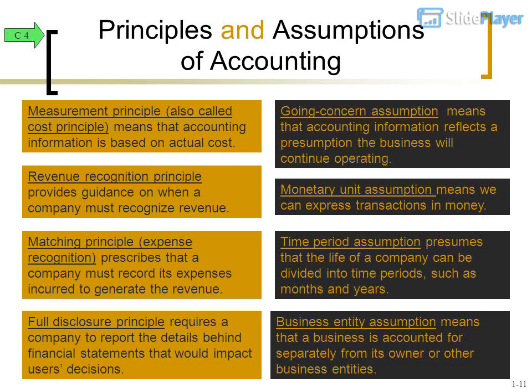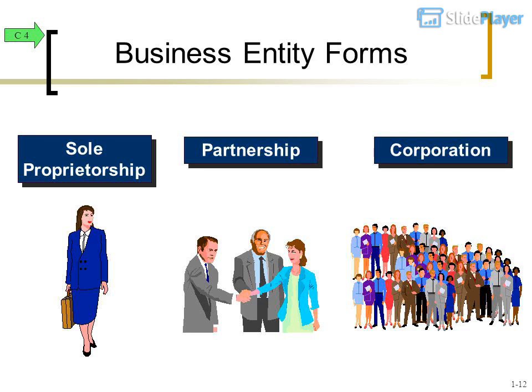Business entity forms: sole proprietorship, partnership, corporation. There are three general forms of business operations. A sole proprietorship is a business owned by just one individual. A partnership is owned by two or more individuals. Some partnerships have several thousand partners.